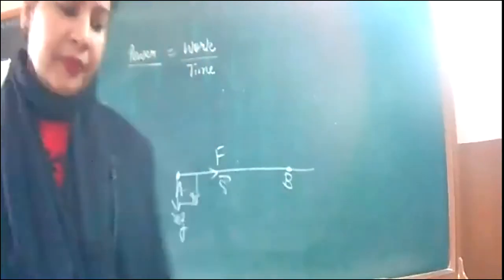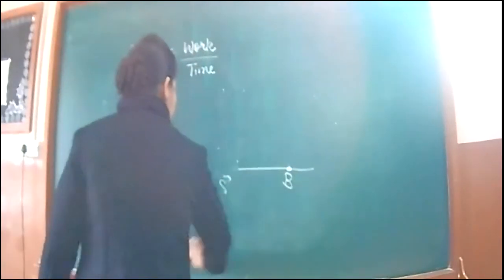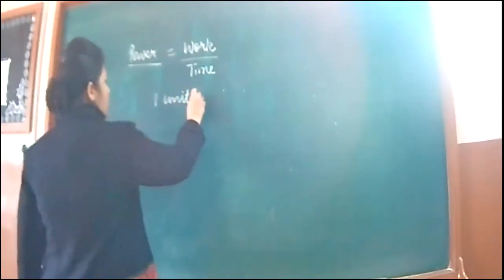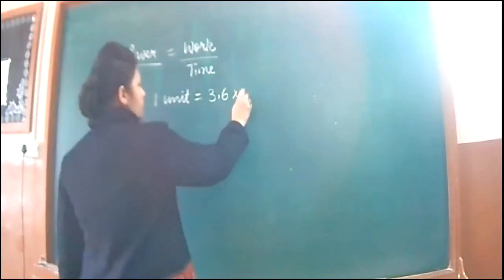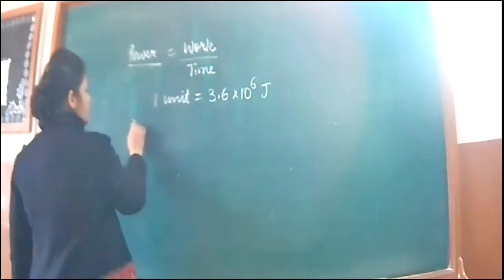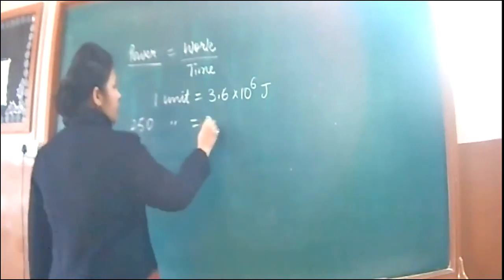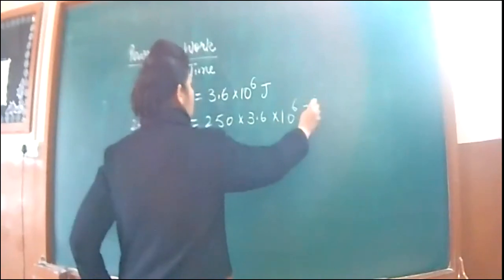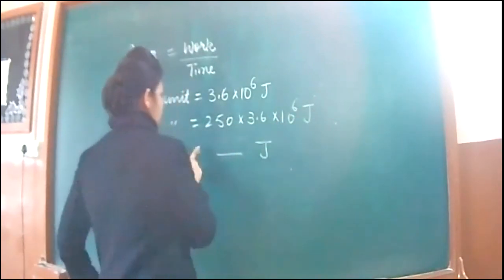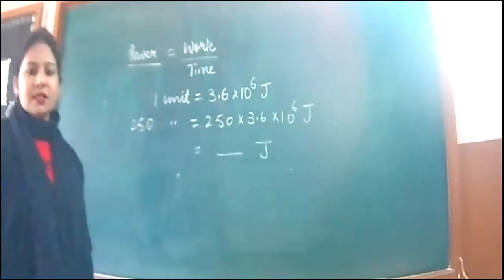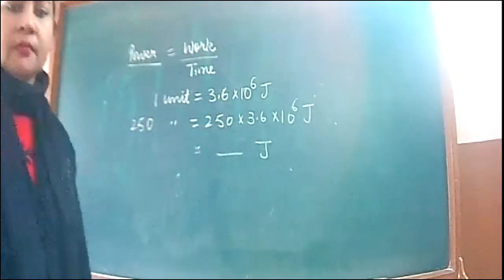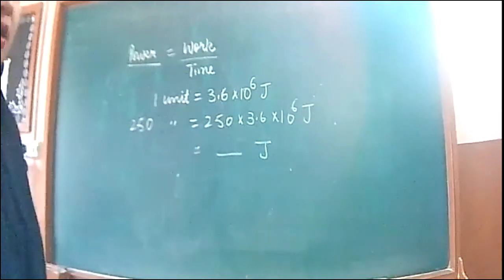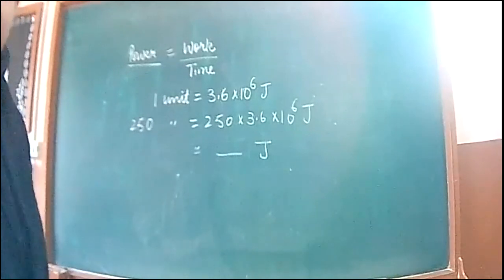Let's do it here. So you will write one unit is equal to 3.6 into 10 raised to the power 6 joule. So 250 units will be 250 into 3.6 into 10 raised to the power 6 joule. So tell me how much is this? Solve this and tell the answer. If one unit, we know its value in joule, then what will be the value of 250 units?